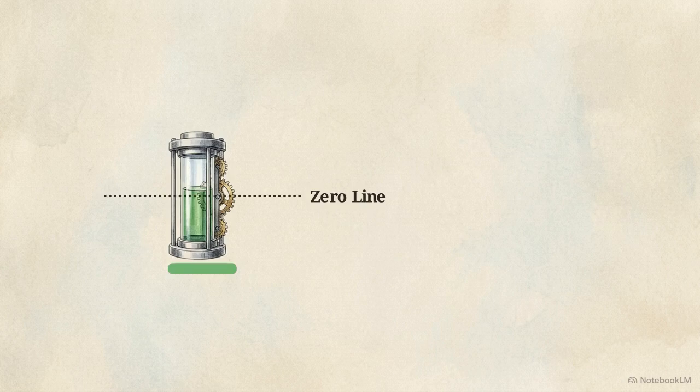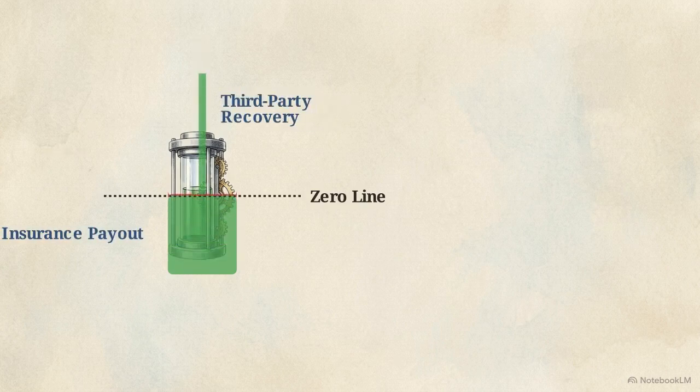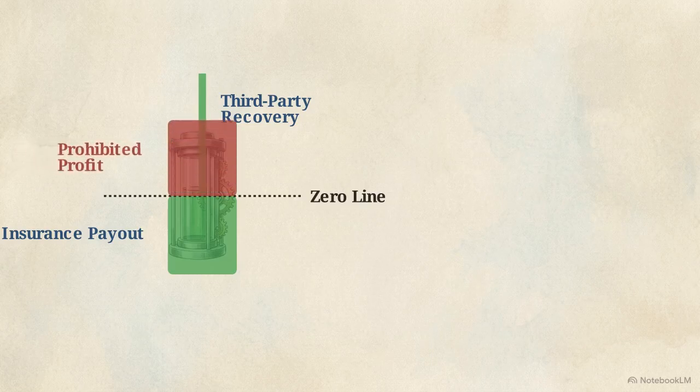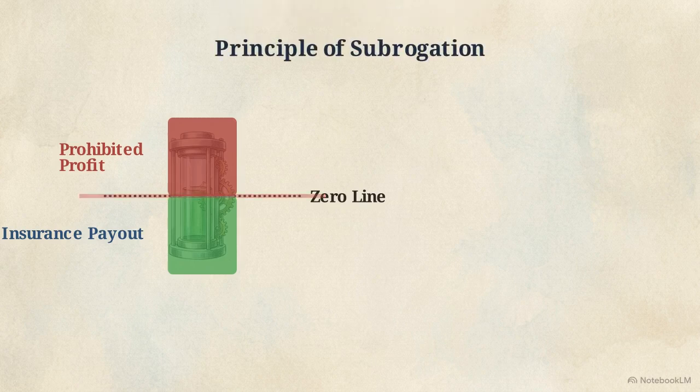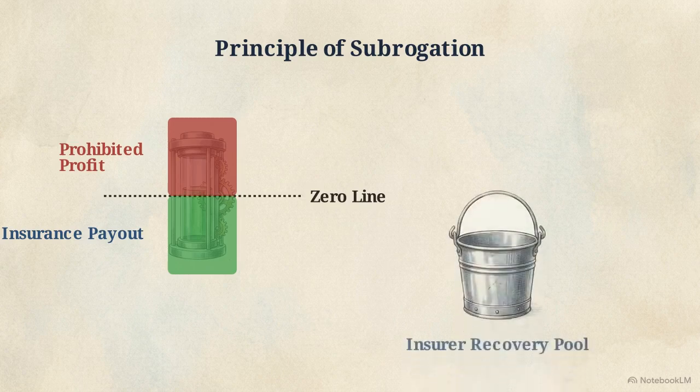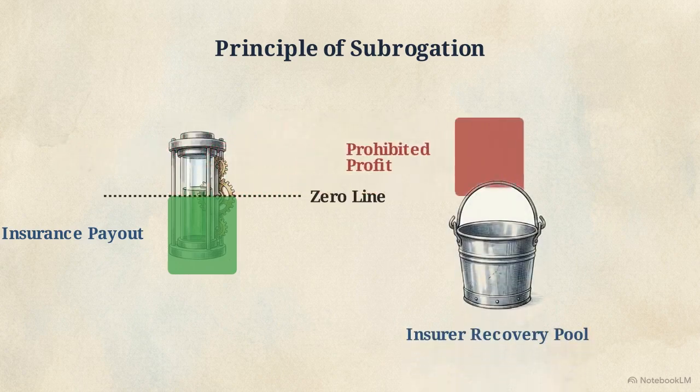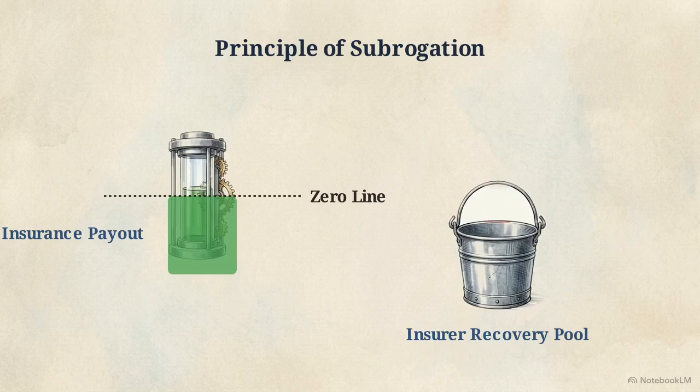If an insured party receives a full total loss payout, but then successfully sues the at-fault shipowner for damages, they generate a net profit. To neutralize this flaw, maritime law relies on the principle of subrogation. The exact moment the claim is paid, subrogation automatically transfers all third-party rights and legal remedies from the insured to the insurer, snapping the insured's ledger back to absolute zero.